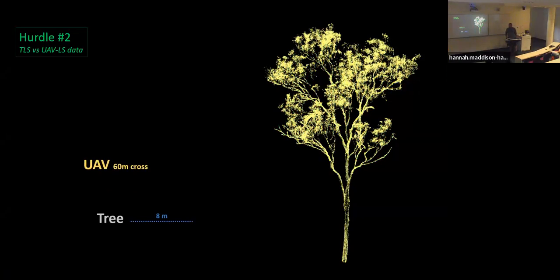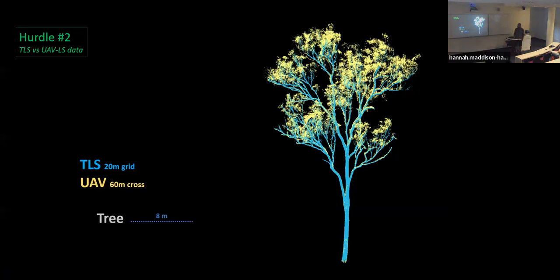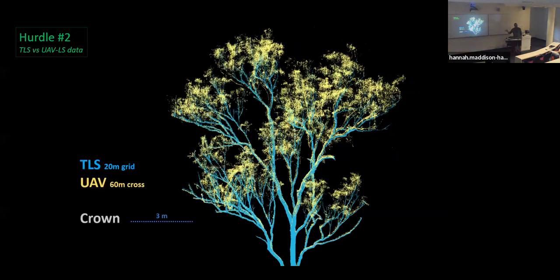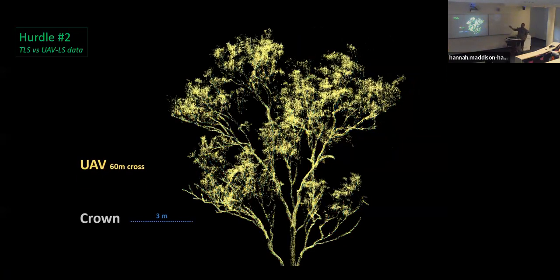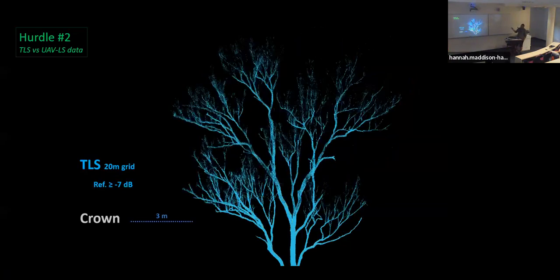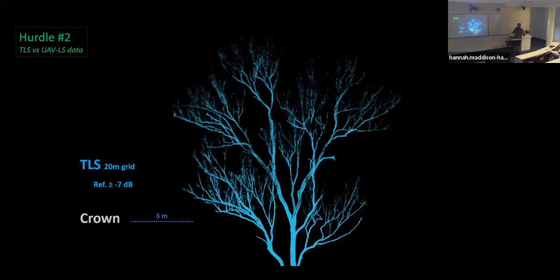So that's the second hurdle: the terrestrial LiDAR in blue, and then the drone LiDAR data in yellow. Of course, the blue one was already filtered in a way, but you easily see that terrestrial LiDAR can give you the most precise information on tiny branches, while the drone, though that was the highest resolution we could achieve, is still not perfect.